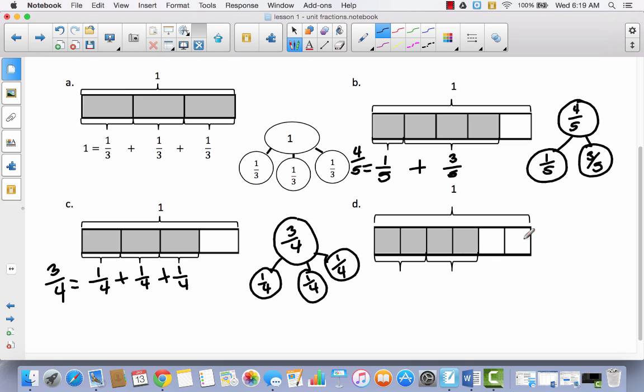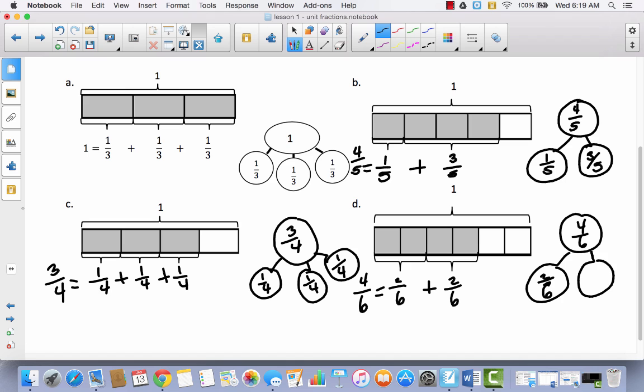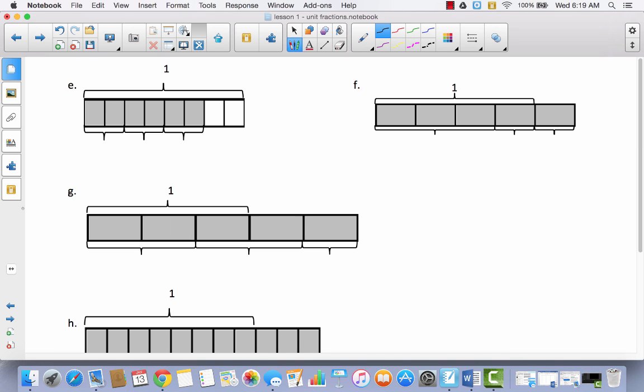Okay, so when I count, I see that these are equal to sixths, but they have 2 together. So this would be 2/6, and then this would be 2/6. Altogether, I have 4/6 is equal to 2/6 plus 2/6. And then my number bond would look like this, 4/6, and then I'm going to decompose this into 2/6, 2/6, and 2/6. All right, let's go to the next one.